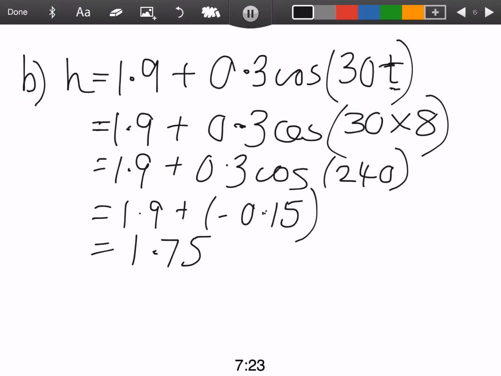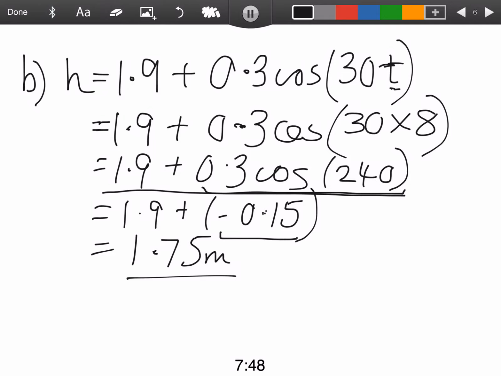Just in case you're wondering where that negative 0.15 has come from, I keyed that bit in on its own, but then I double checked. Most calculators you'll be able to key in the full line on its own, and it'll give you 1.75. H was the height, remember? H is the height in metres, so this is 1.75 metres.